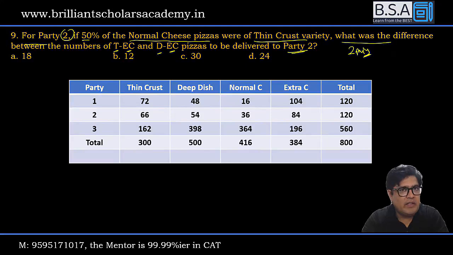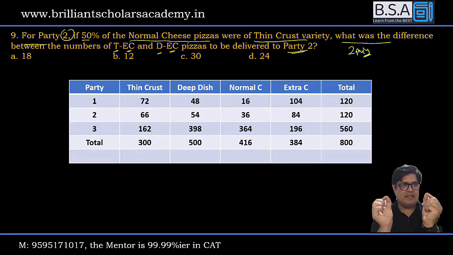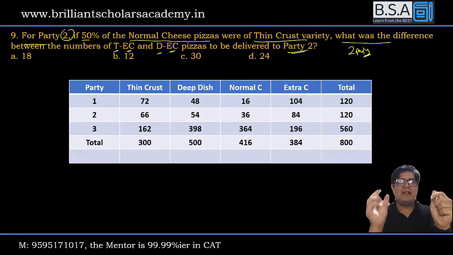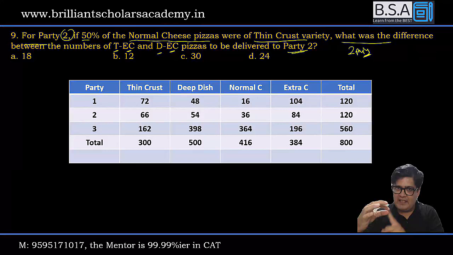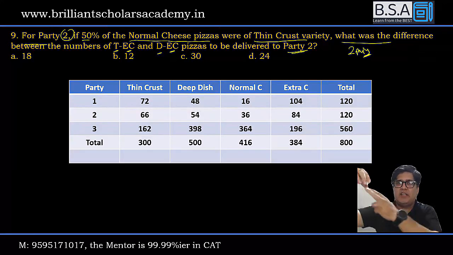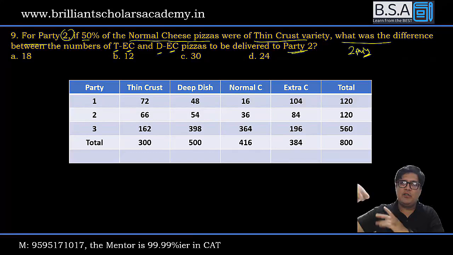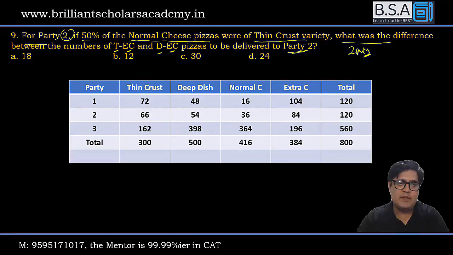Can I say for the first time the information has been given about the overlap? See, thin crust will have two kinds of pizzas, normal cheese and extra cheese. So if you know thin crust and you know normal cheese, minus both and you will have extra cheese. Once you know extra cheese total, in extra cheese also there will be two: thin crust and deep dish. Your answer is ready in 3 steps.